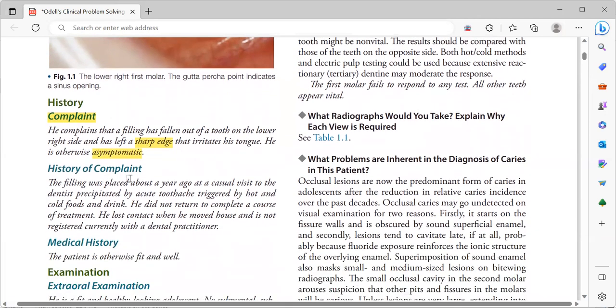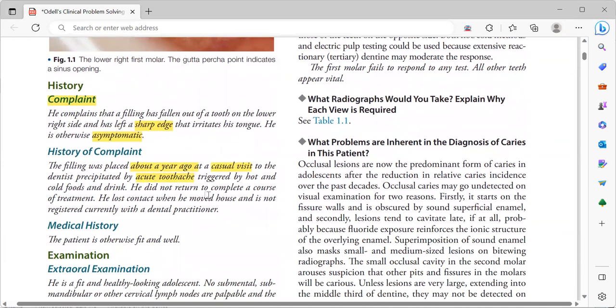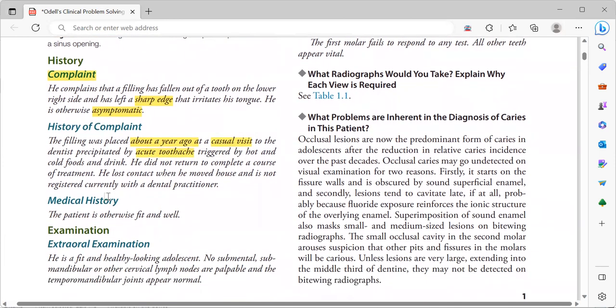Then history of complaint. This means you need to understand how it all happened, from where it started. The filling was placed about a year ago at a casual visit to the dentist, precipitated by acute toothache, triggered by hot and cold foods and drinks. That's why the dentist placed a filling there. He did not return to complete the treatment because he moved house and is not currently registered with a dental practitioner.